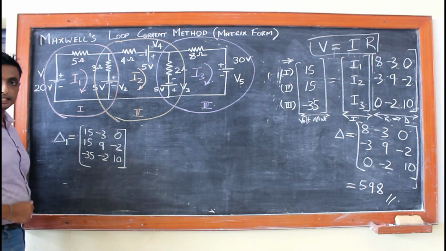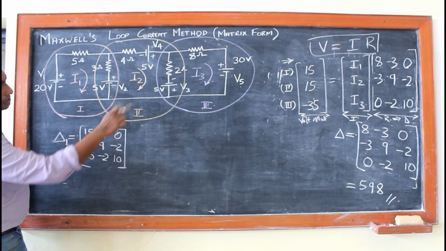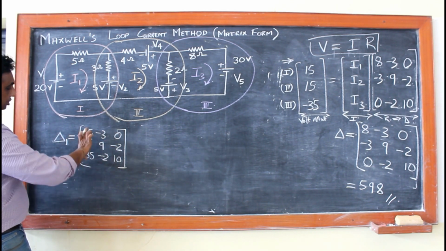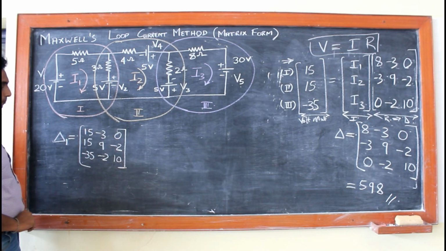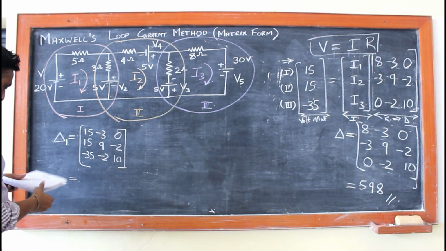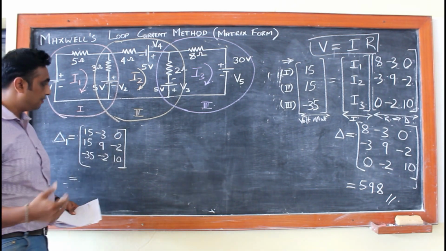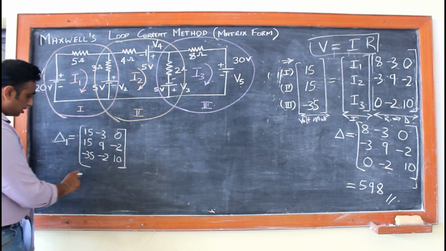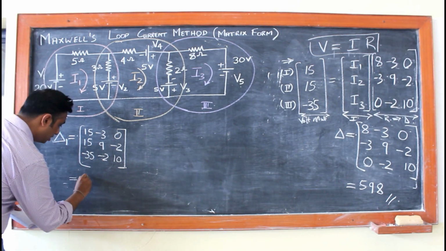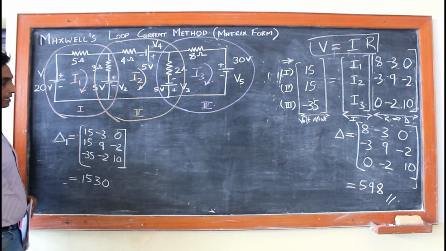So this is my delta 1. Delta 1 will be 15, 15, minus 35, minus 3, 9, minus 2, 0, minus 2, 10. So I only replace this first column. Again, I'll find out the determinant of delta 1, which can be found very easily using your Casio FX991ES Plus. I go to the matrix mode, insert these values, and I get 1530, which is the determinant of delta 1.